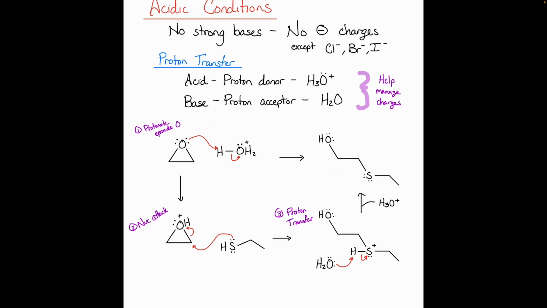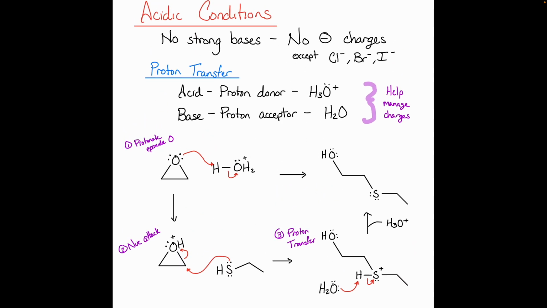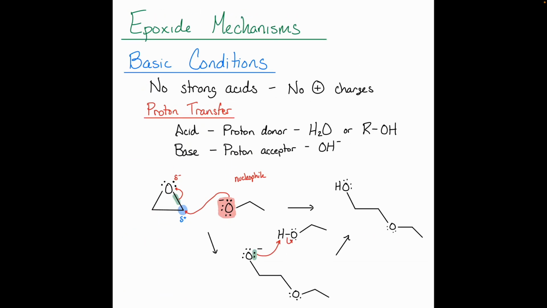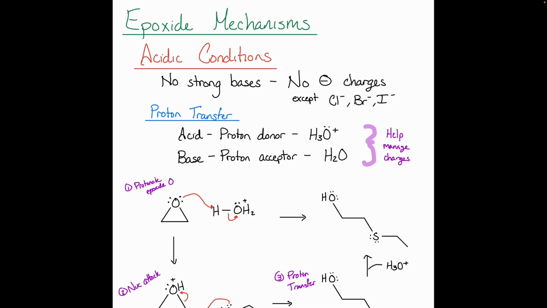Cool. So epoxides, their reactions with nucleophiles are catalyzed either under acidic conditions or basic conditions. When we're looking at our mechanisms, we want to make sure that under basic conditions, we don't have any positively charged intermediates, no strong acids allowed. And under acidic conditions, it's the exact opposite. We shouldn't have any strong bases, so we're looking to avoid any negatively charged intermediates.